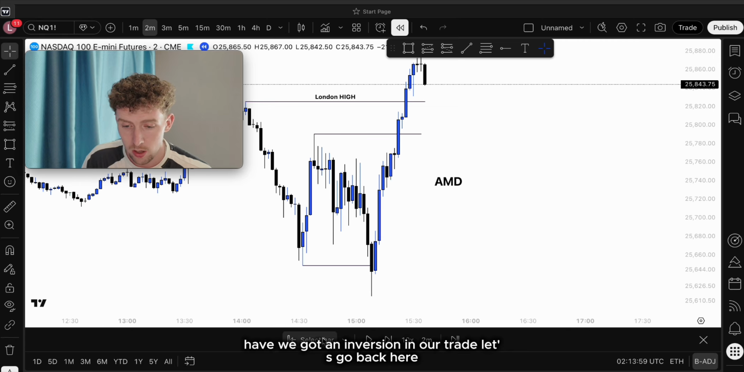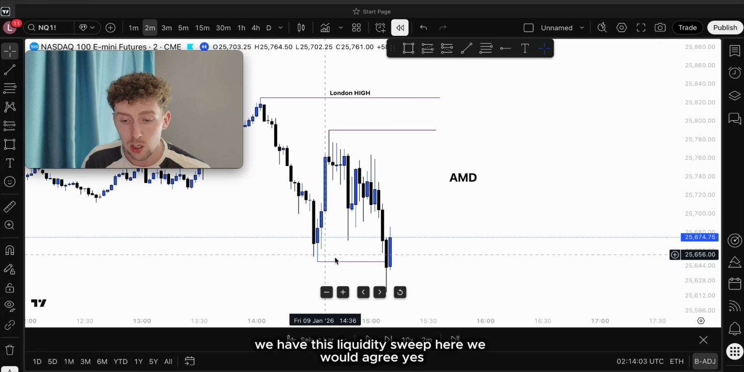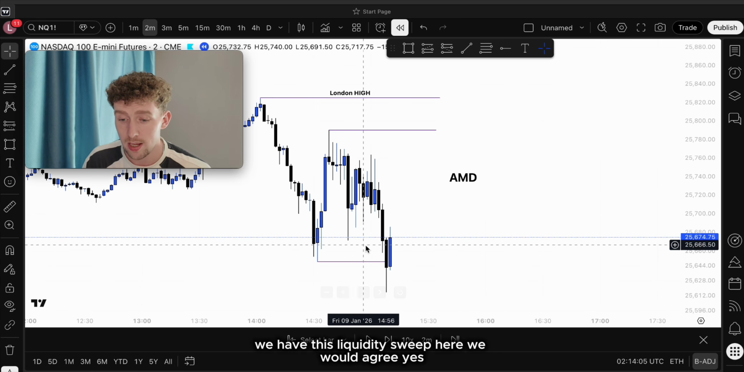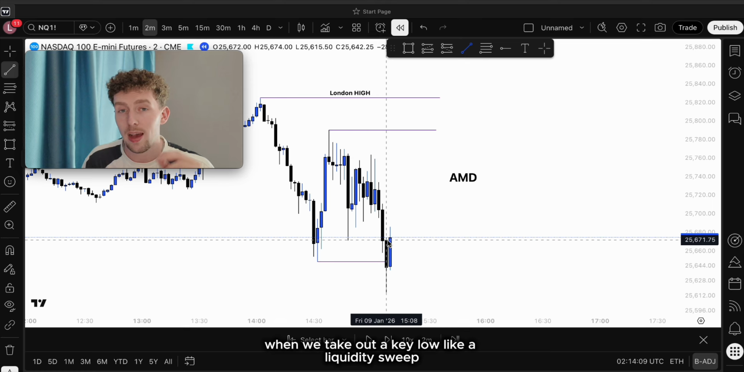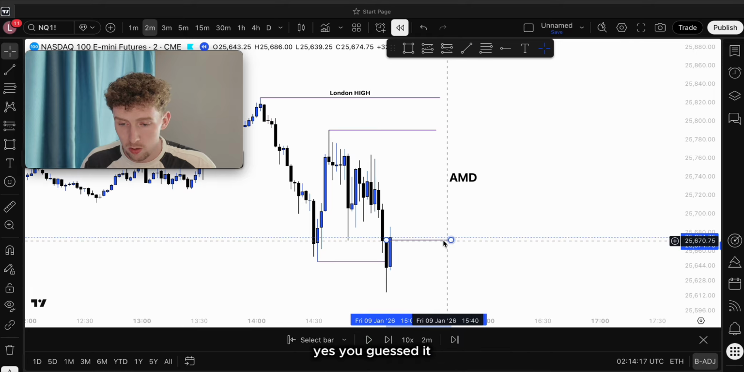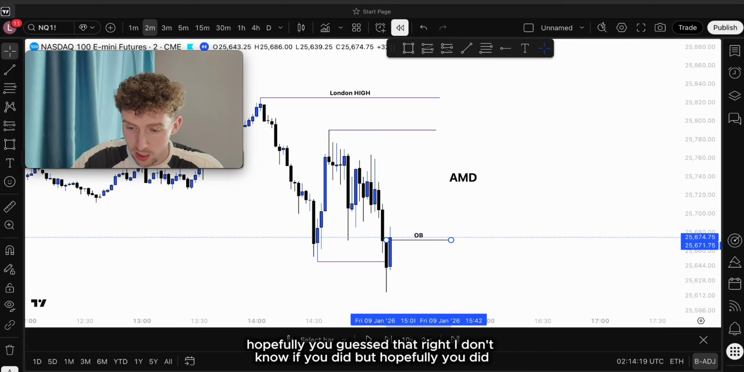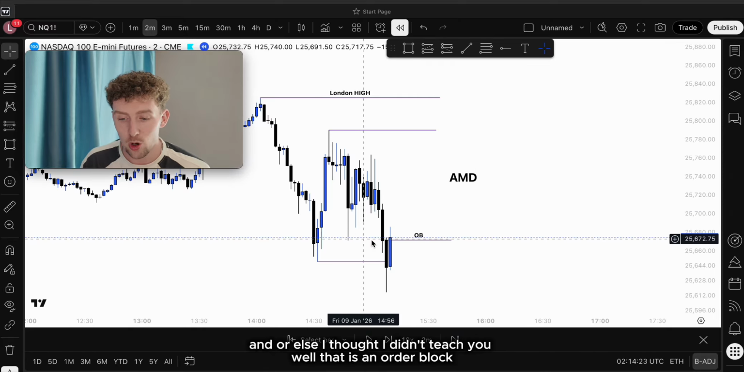Let's go back here. Let's mark out what we're seeing in our trade. So we have this liquidity sweep here. We would agree, yes. Then we end up at, remember I said, when we take out a key low like a liquidity sweep and then close with an engulfing candle, what do we form? An order block. Yes, you guessed it. Hopefully you guessed that right. I don't know if you did, but hopefully you did. Or else I thought I didn't teach you well. That is an order block right here.